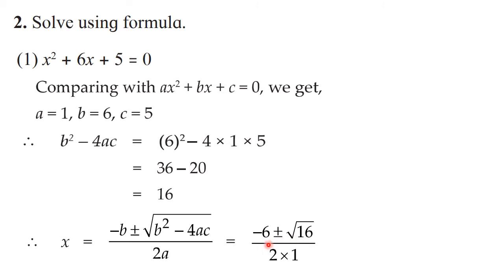Now let us solve this. Minus 6 will remain as it is, plus or minus as it is, and 2 into 1, here you will get 2. Now here, in place of root 16 you can write 4. Why? Because 16 is a perfect square and you know that root 16 is 4. Okay, so in our next step we are going to get minus 6 plus or minus 4 upon 2. Okay, so let us write down the next step.